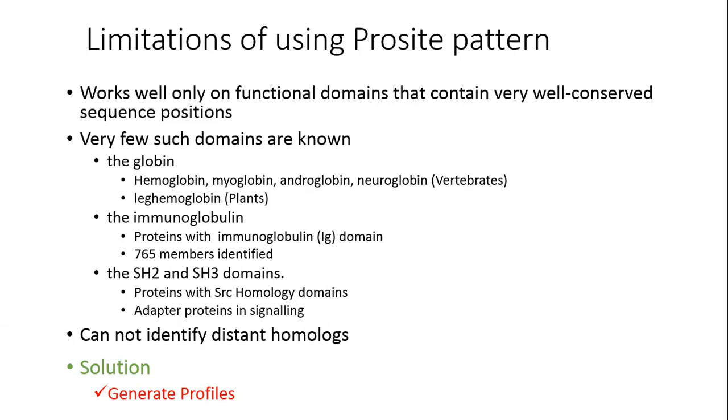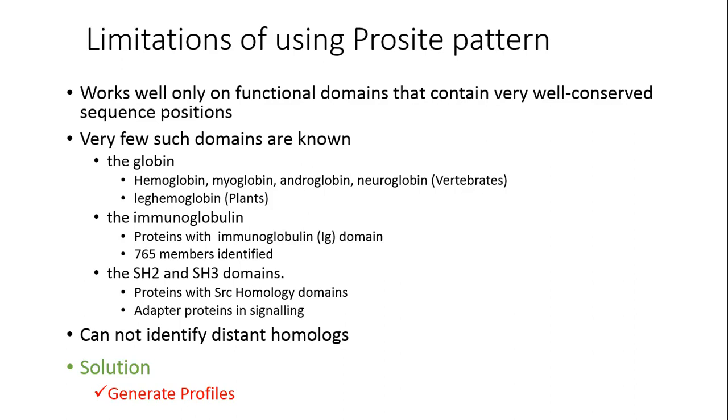Another family that you might know is immunoglobulin, that is, the proteins containing the Ig domain. We know that at least 765 members have been identified so far in this immunoglobulin family. There are also certain proteins having SH2 or SH3 domains. These are proteins with SRC homology domains, and they might act as adapters in the signaling network.